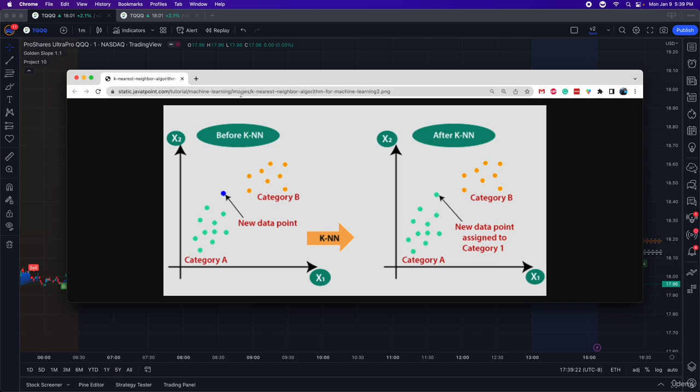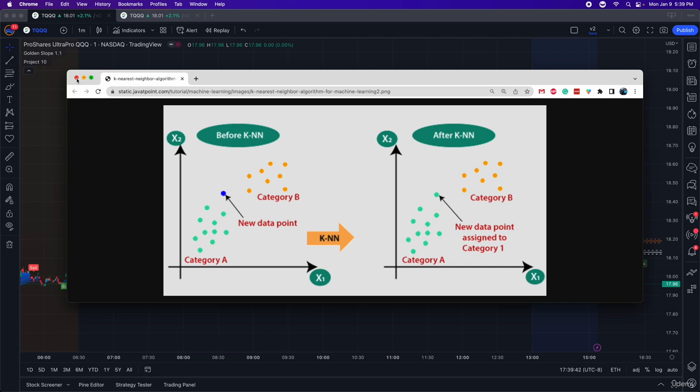So the idea with KNN machine learning, KNN is a machine learning algorithm which allows you to assign data to a new category. As you see, we got the picture here. Before KNN, you got a data point, and you put it in category A or category B, and then you just assign it to a category. So it's a pretty simple yet powerful indicator.